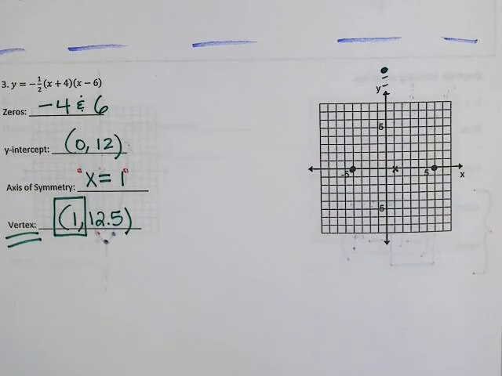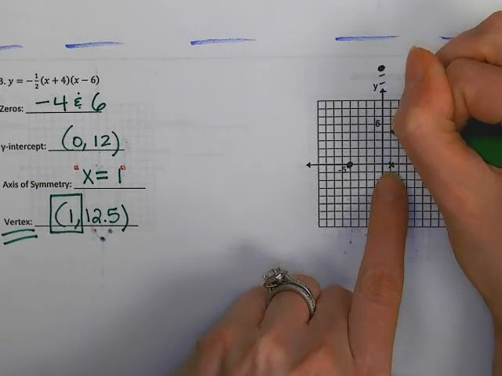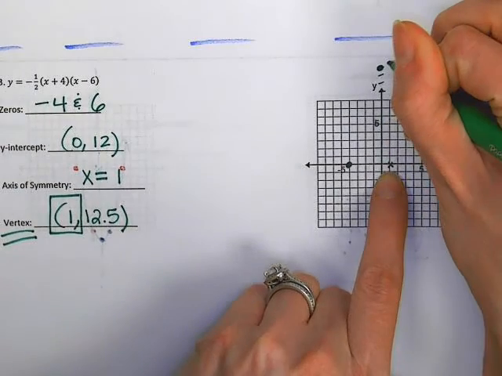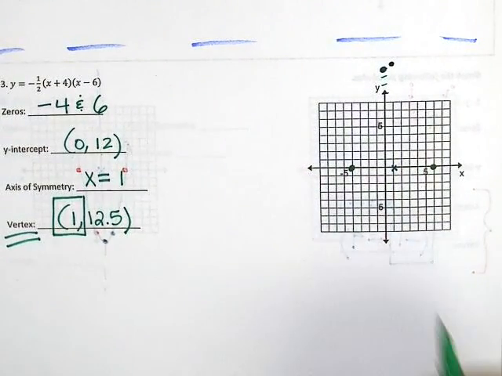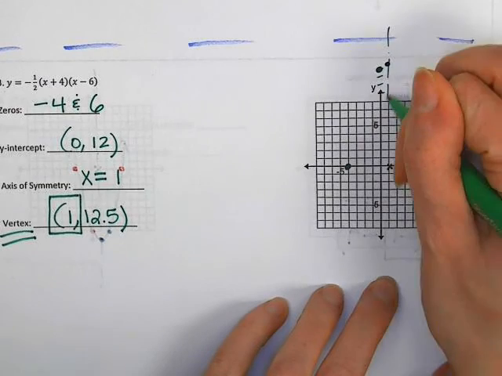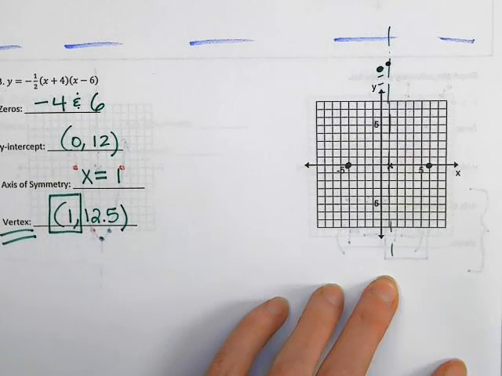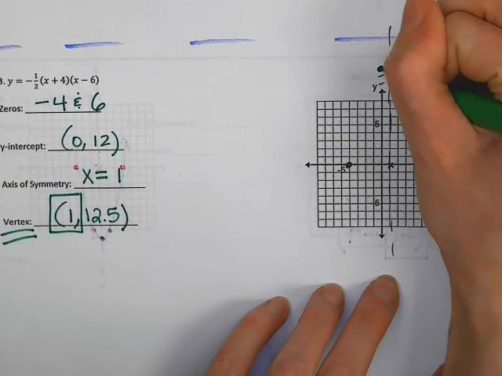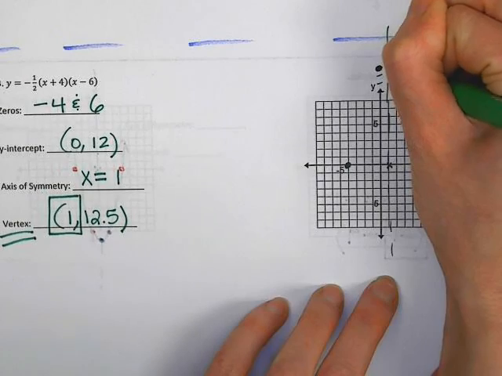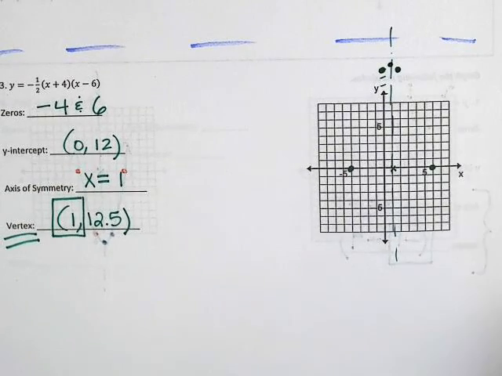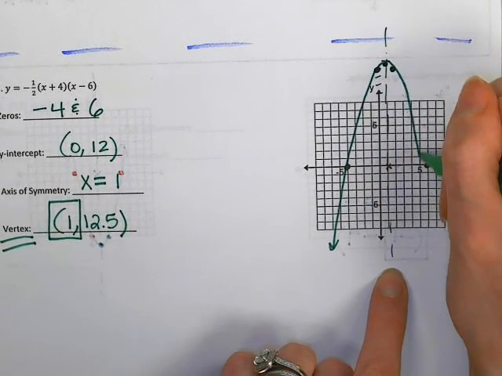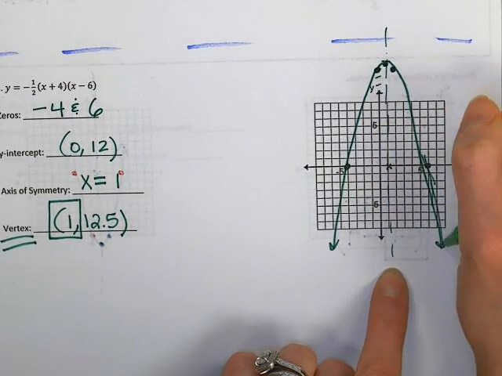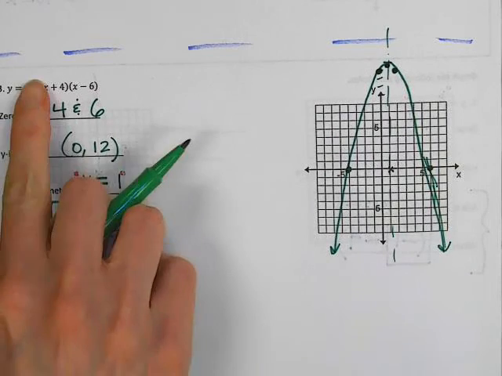All right, so let's graph that. 1 comma 12.5 is just a little bit higher than that guy. And then our line of symmetry is going to run down x equals 1. And then remember, we get our freebie y over here. And we're good to go. Connect the dots. This guy's also facing down because the leading coefficient was negative.